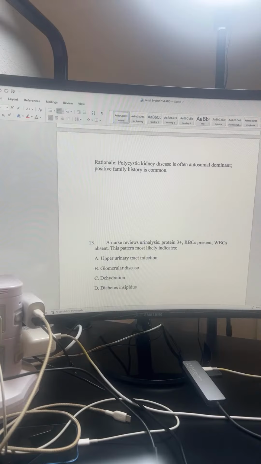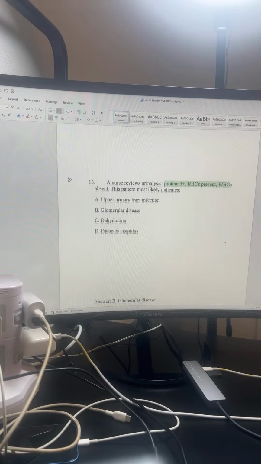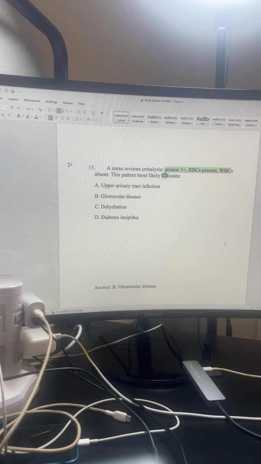All right. So you have 3 plus protein. You have a white blood cell count that is absent. Red blood cell count is present. Think about the pathophysiology here of each of these. So you have a glomerular disease, should be C because of the absence of white blood cells.